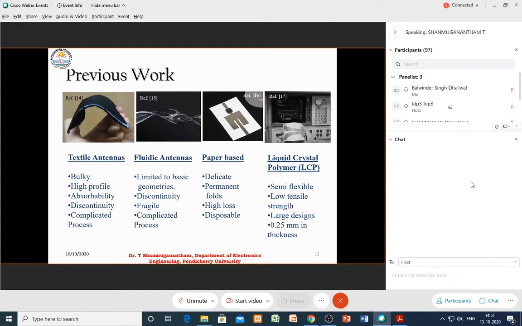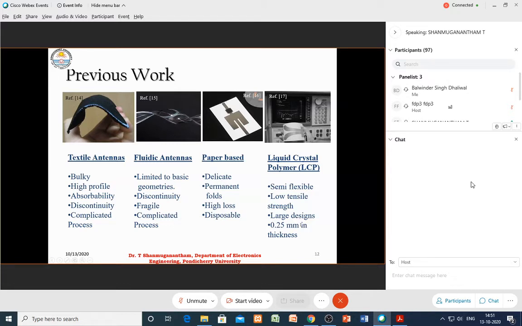So these are some of the previous literature available for textile antennas, fluidic antennas, paper and paste antennas, and liquid crystal polymer antennas. Comparatively, these are somewhat bulky; the textile and fluidic antennas are limited to basic geometries, with some discontinuity effects, and are fragile with complicated processes. The fluidic and paper based antennas are delicate, with permanent folds, high loss, and are disposable, and the LCP is semi flexible with low tensile strength, large designs, and 0.25 millimeter thickness.